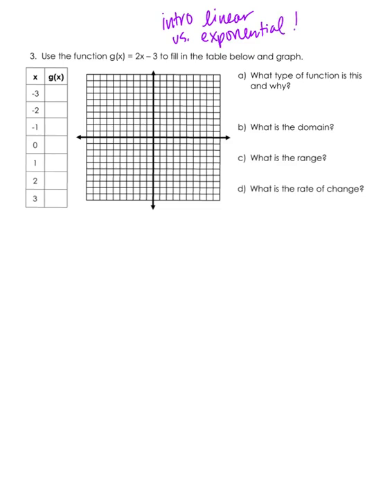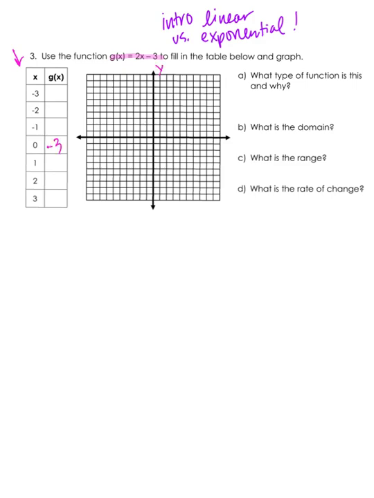Okay, so we have a function given to us. A function is just an equation. It's written in function notation, so that's okay, right? Not a big deal. And then we have this table over here. It says use the function to fill in the table below and then graph. And then we're going to answer these questions. So the first thing I'm going to do is look at 0, because 0 is the best. So 0 is -3, which is important.